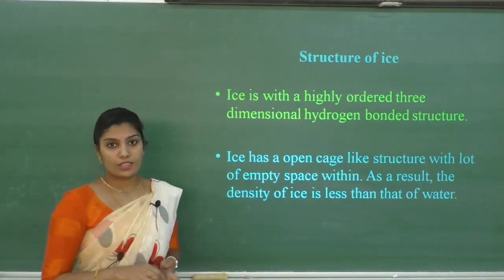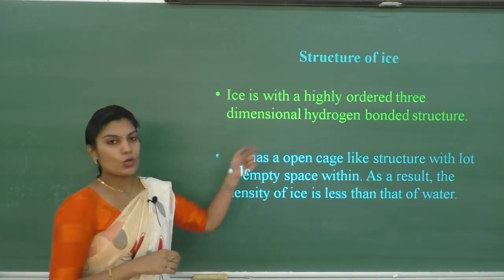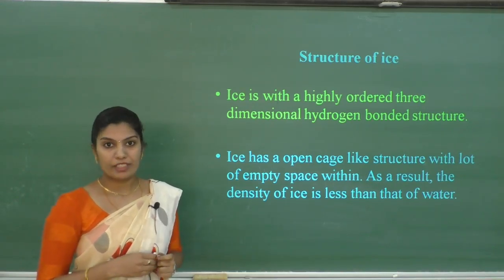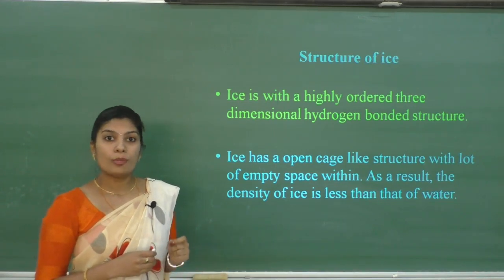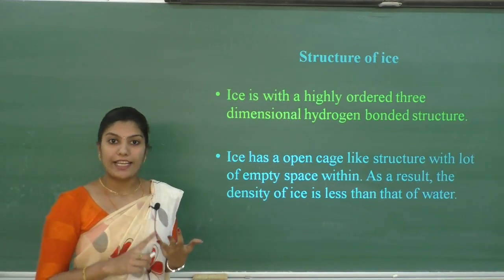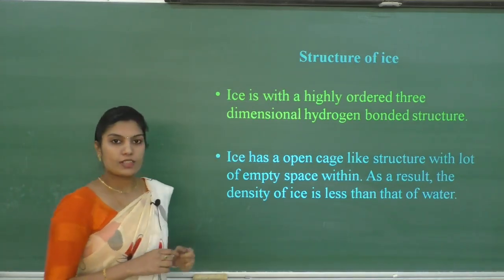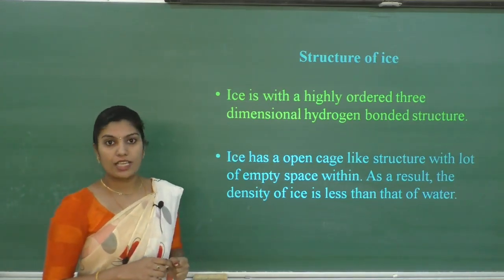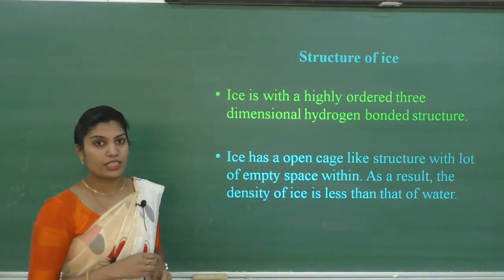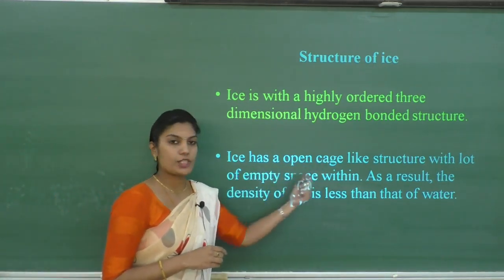Next, coming to the structure of ice. Ice is having a three-dimensional hydrogen bonded structure. What do you mean by hydrogen bond? The bond between hydrogen and more electronegative elements like oxygen, nitrogen and fluorine is called a hydrogen bond. This ice is also having a three-dimensional hydrogen bonded structure with an open cage-like structure, with a lot of empty space within it.